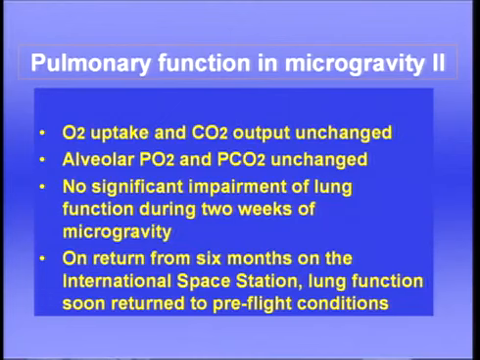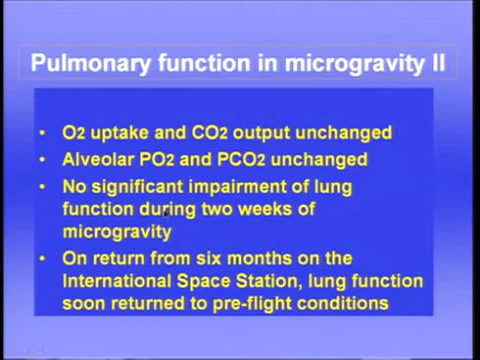So here's the take-home message. Pulmonary function in microgravity: we found that overall gas exchange of the lung is not changed. You may say, well, I'm not surprised at that, because it's the tissues that are responsible for the oxygen uptake and CO2 output, and certainly they're not changed. The alveolar PO2 and PCO2 were unchanged in microgravity, and in fact, there was no significant impairment of lung function during 2 weeks of microgravity.